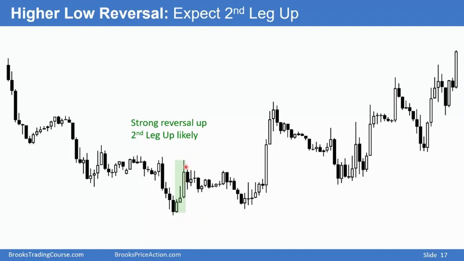Strong reversal up, wedge, 1, 2, 3. We sold off strongly and reversed up just as strongly. Odds are we're going to get at least a small second leg sideways to up. Maybe a sideways leg here, pull back, maybe a second leg up here.